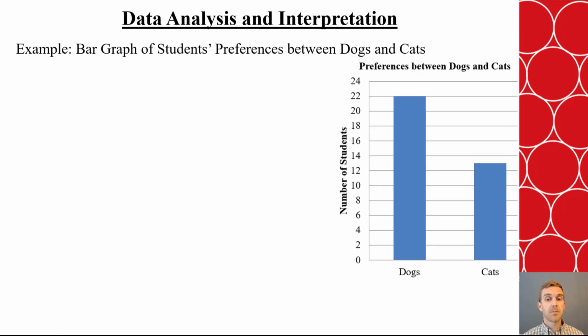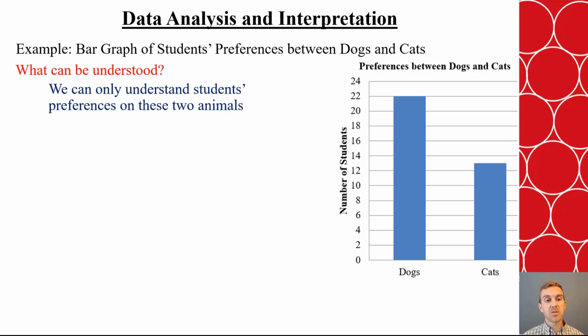Now let's look at an example here of students' preferences between dogs and cats. Now when we're trying to understand what this data can show us, what it can only show is students' preferences between these two animals. We know nothing about if you included other animals such as fish or birds or rabbits or horses, anything else. It's only going to give us information between these two animals.